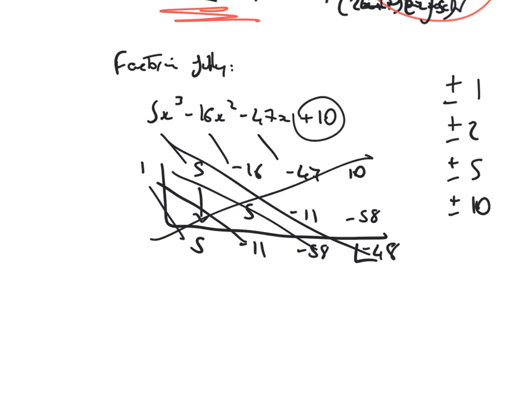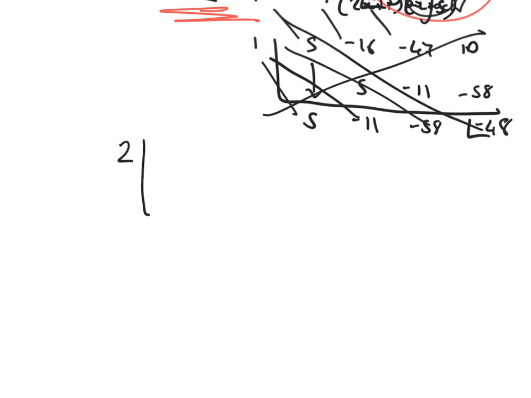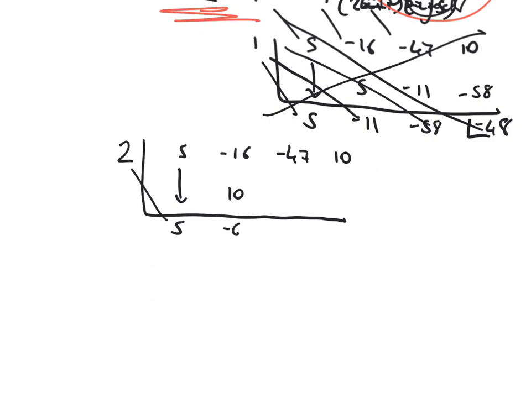So let's try another. Okay, this time then let's try 2. So again, the coefficients are 5, minus 16, minus 47 and 10. Drop the 5 down. 5 times 2 is 10. 10 minus 16 is minus 6. Minus 6 times 2 is minus 12. Minus 12 minus 47 is minus 59. Multiply that by 2 and that's minus 118. Minus 118 plus 10 is minus 108. So that one didn't work.